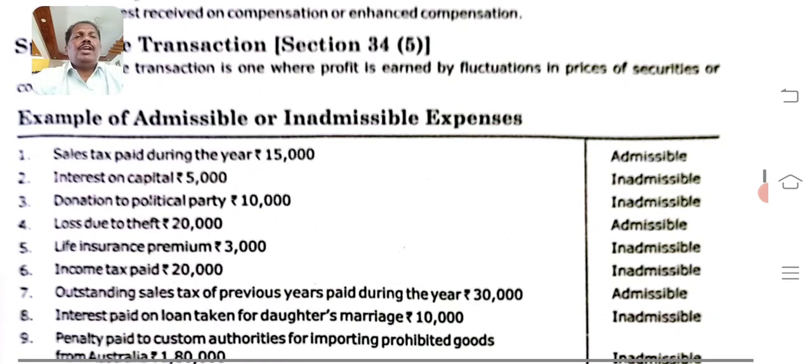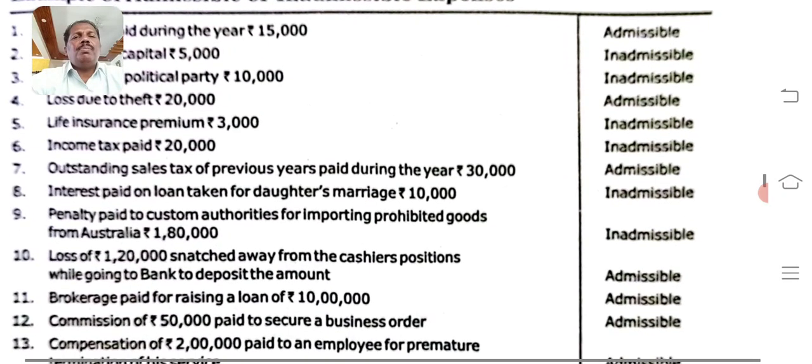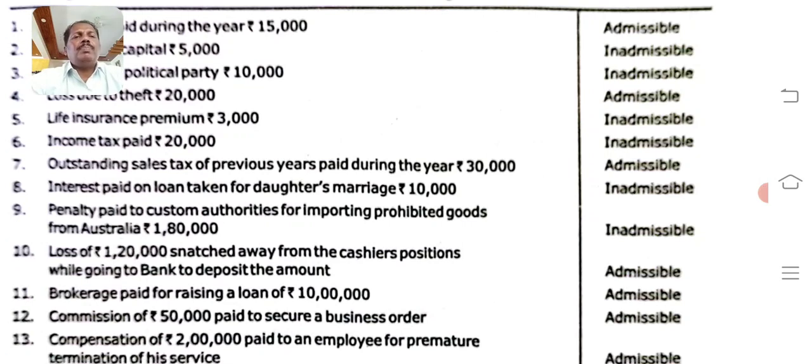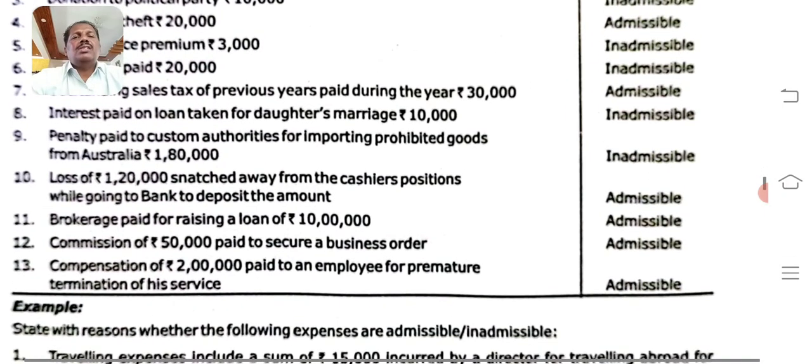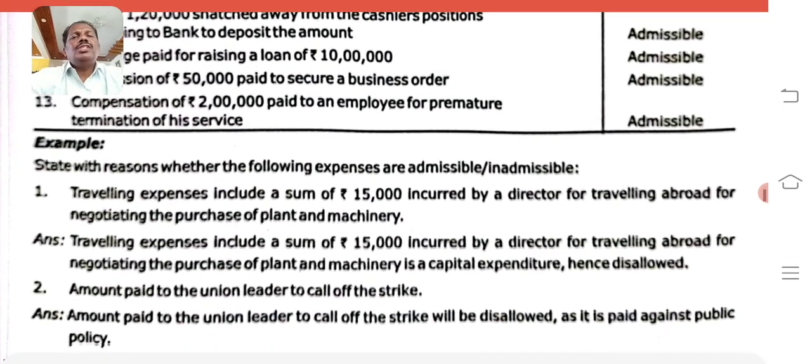These are the examples of admissible or inadmissible expenses. Sales tax paid during the year admissible, interest on capital inadmissible, donation to political party inadmissible, loss due to theft admissible, life insurance is personal, inadmissible, income tax is also inadmissible, outstanding sales tax of previous year paid during the year 30,000 admissible, interest on loan taken for daughter's marriage inadmissible, penalty paid to customs authority for importing prohibited goods inadmissible, loss of rupees 1,20,000 snatched away from the cashier while going to bank to deposit admissible, brokerage paid for raising a loan admissible, commission of rupees 50,000 paid to secure a business order admissible, and last one, compensation of rupees 2 lakh paid to an employee for premature termination of service admissible. So these are the examples.